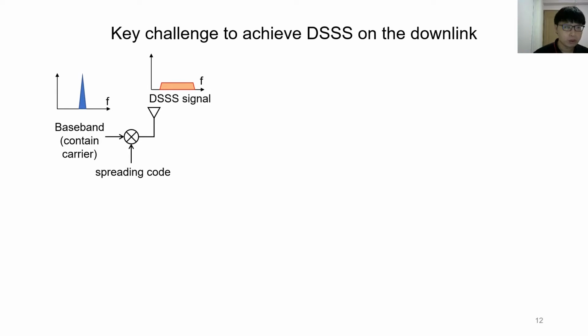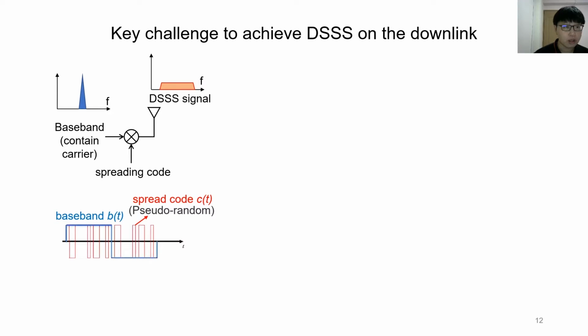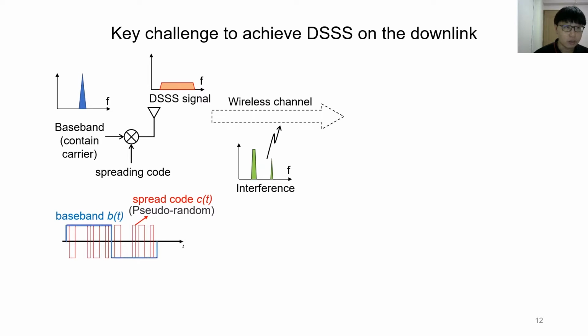Before we introduce the design of passive DSSS, let's first see how DSSS works and what the key challenge is to achieve DSSS on the downlink. At the transmitter, the DSSS modulation will spread the baseband spectrum into a larger bandwidth by using the spreading code. The spreading code is a pseudo-random signal whose data rate is much higher than the baseband. And then we transmit the digital signal into the air.